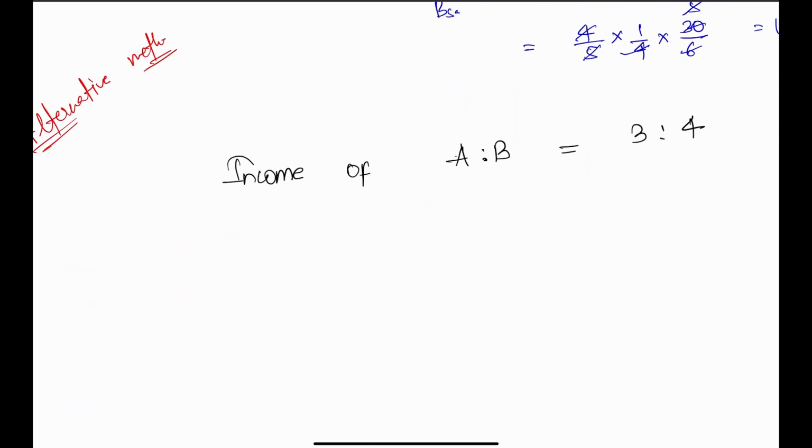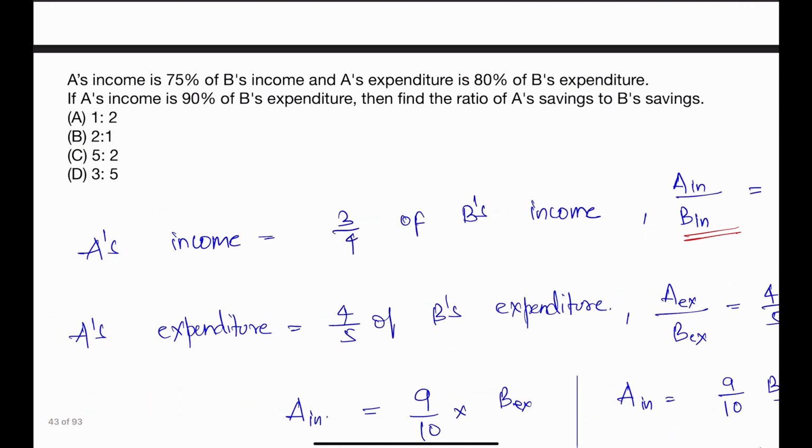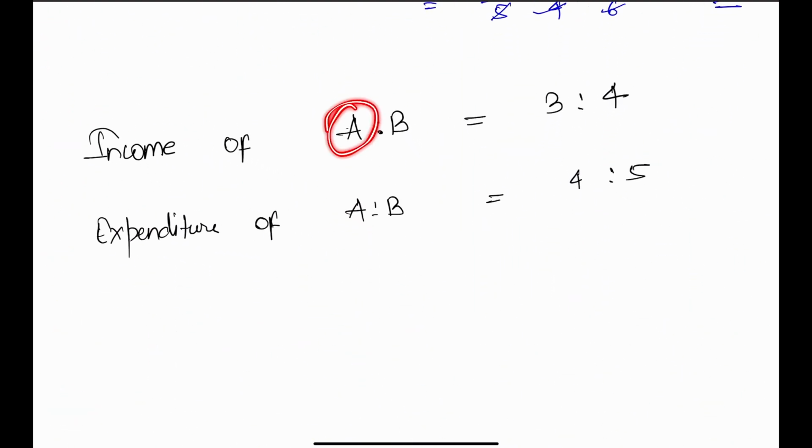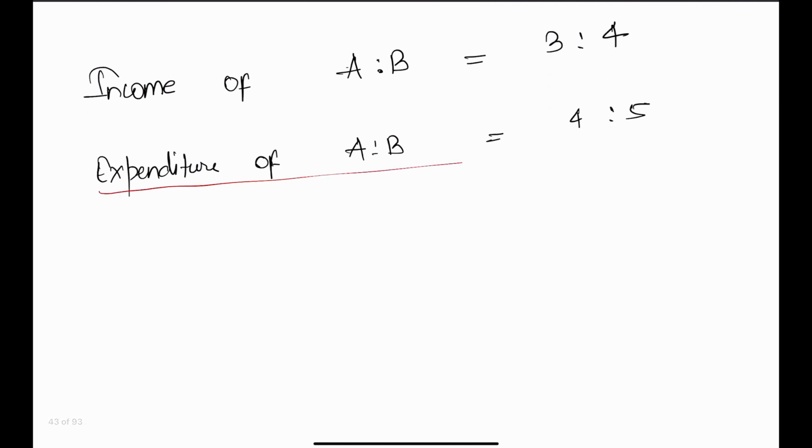So expenditure of A is to B, 80%, 4 by 5, 4 is to 5. Then only it will be 80%. Okay, great. So A's income is 90% of B's expenditure. So what is happening over here is A's income is using the help of this expenditure. Okay, let's bring it here, and this one down. Let's make this line true.